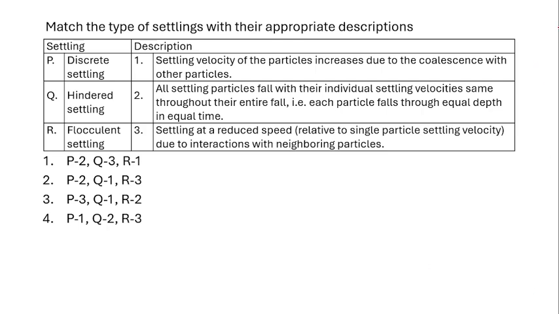Next is match the types of settling with their appropriate description: discrete settling, hindered settling, flocculent settling. Just now we have discussed this. What is the right answer? Any idea?